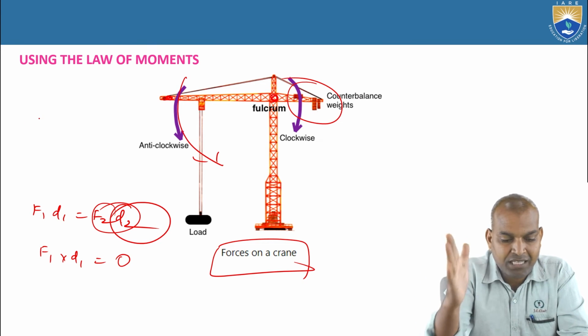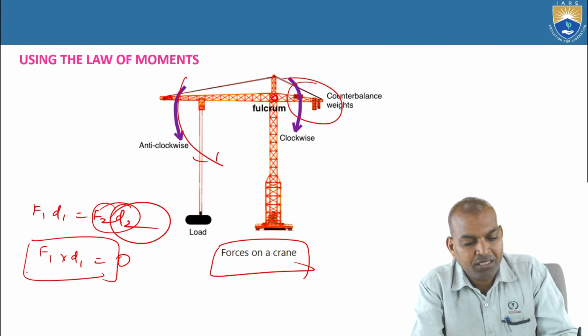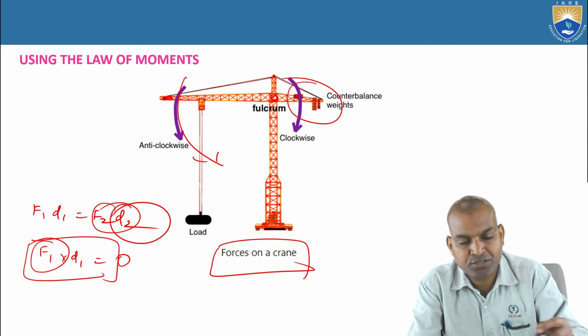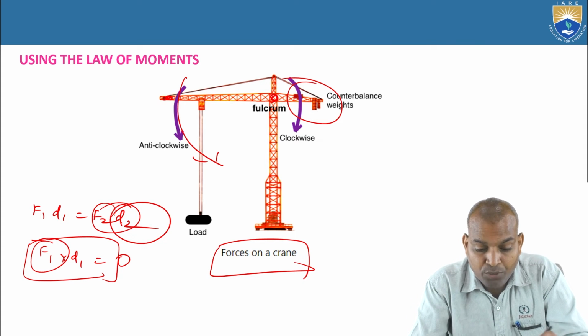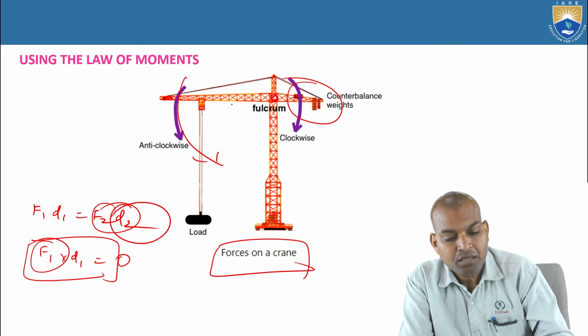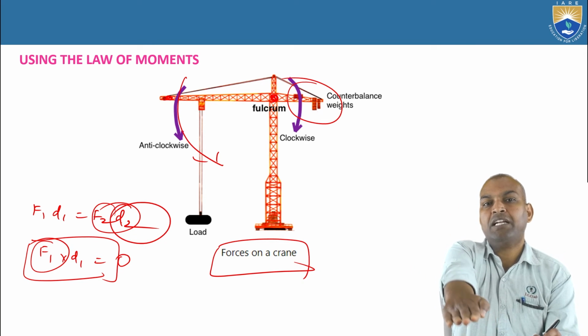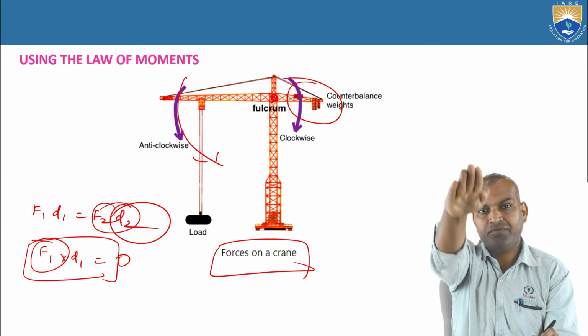To balance, that means F1 D1, the moment doesn't take place. If a movement is not there, what will happen here? The force affects and damages the structure. The point is that in order to balance, balancing means in order to withstand equal, if you want to carry, you can take it.